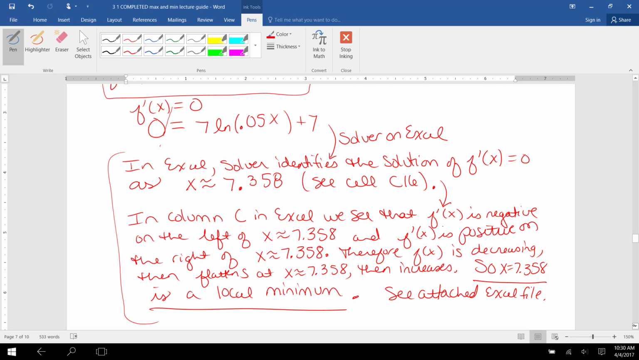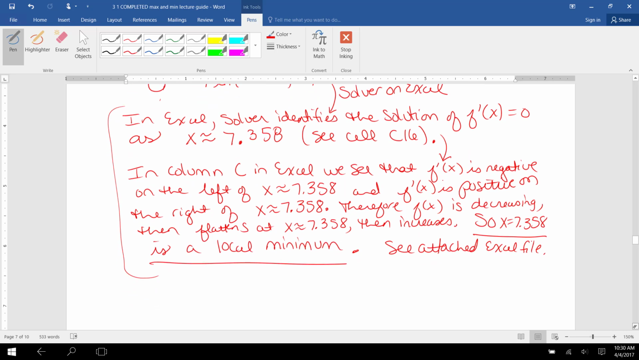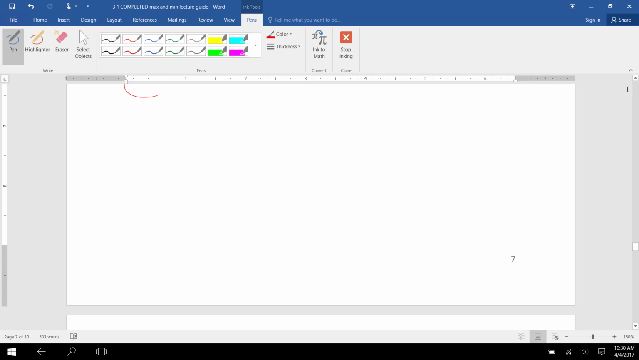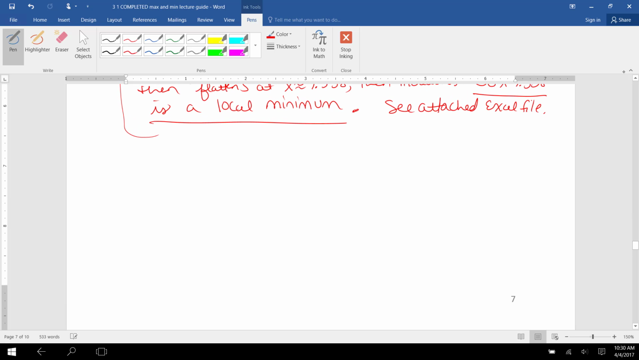All right, in case you would like to solve this sort of equation by hand, that is fine. I did want to show you how to do that as well. So it's the same, of course, solution that we're going to get here, but I'm going to go back to the step where we had our derivative. 0 equals 7 times ln of 0.05x plus 7, and just show how you can actually solve this by hand.